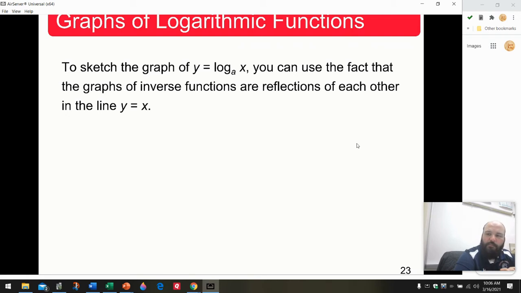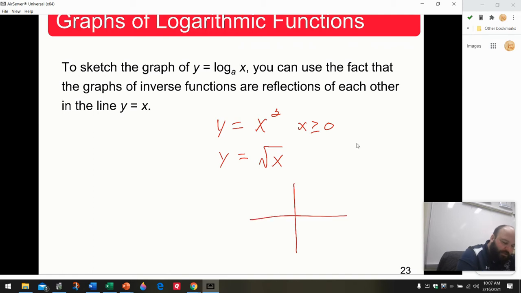So if you think back to what happens when you graph a function with its inverse, you hopefully will recall that a function and its inverse are reflections of each other about the line y equals x. So as an example, if I took the function y equals x squared, I do need to restrict the domain so it's 1 to 1, so it has an inverse. And then I took the function y equals the square root of x.